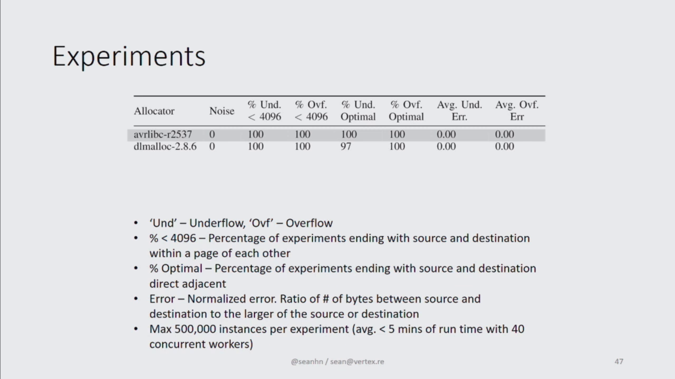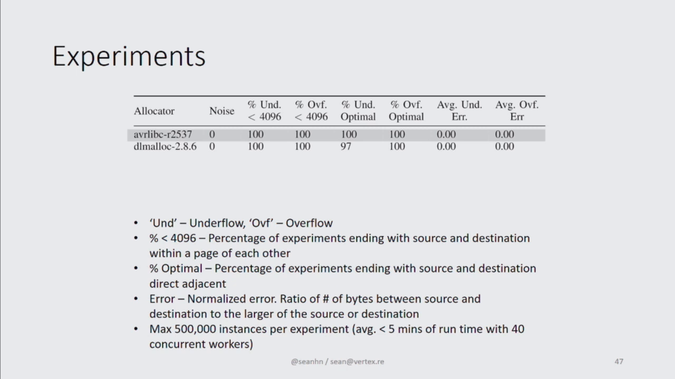An optimal layout is where the source and destination are placed immediately adjacent to each other. So that's these two columns here. These two columns here represent the percentage of solutions where the source and destination were within a page of each other. That's also worth making note of, because even if we can't get the source and destination immediately adjacent to each other, if we can get them within a page of each other, we know we at least won't trigger a page fault if we trigger the overflow or the underflow. And then finally, the average underflow error and average overflow error represent the amount of actual error for situations where we didn't get the two things adjacent to each other.